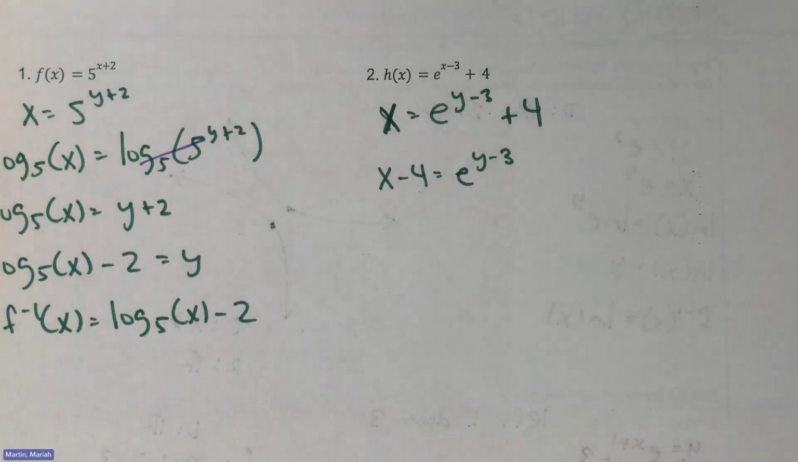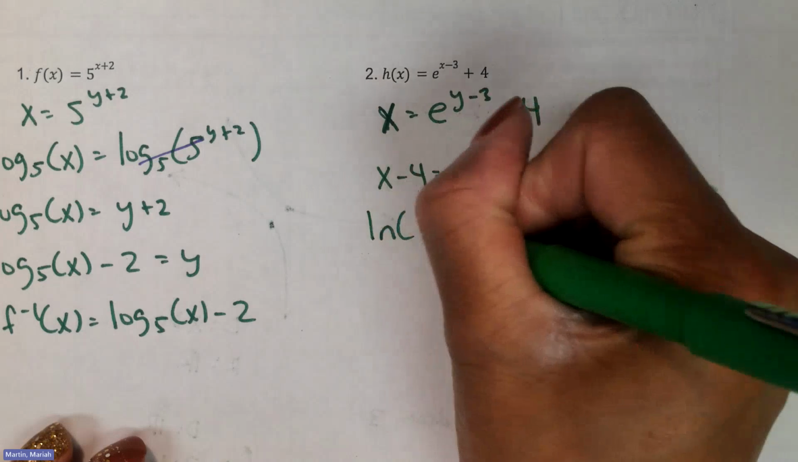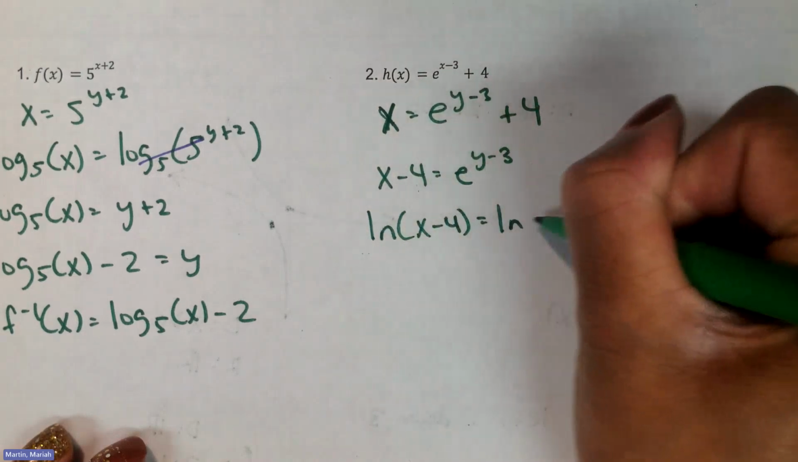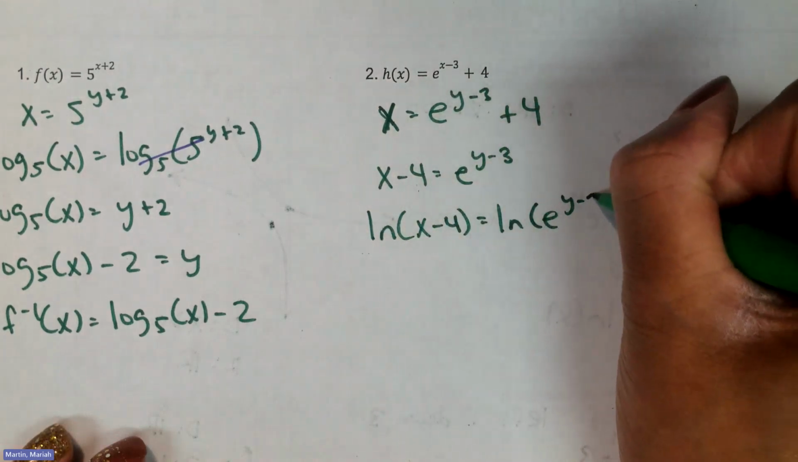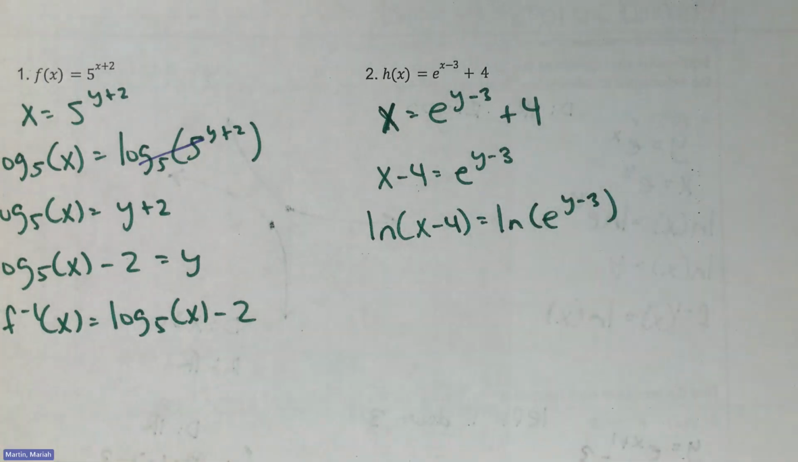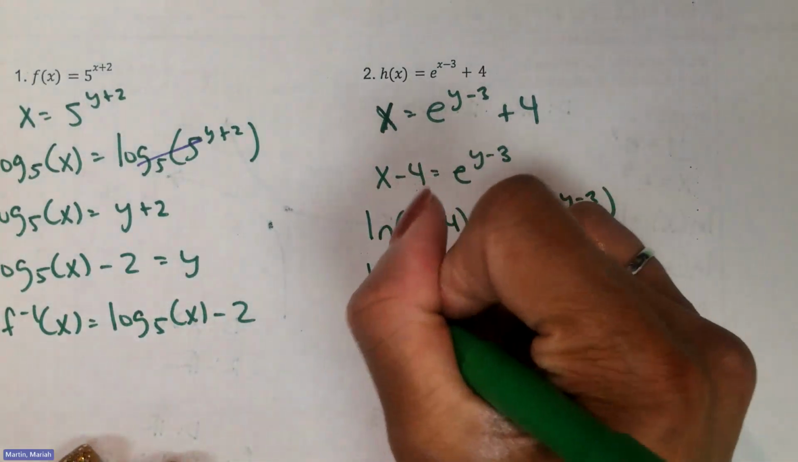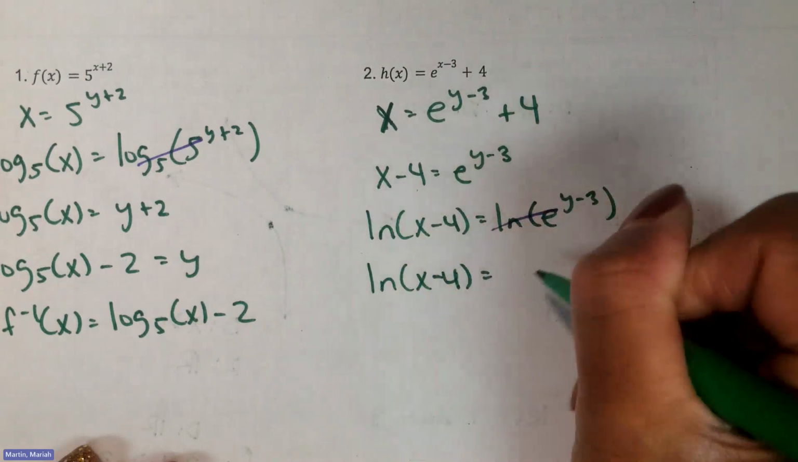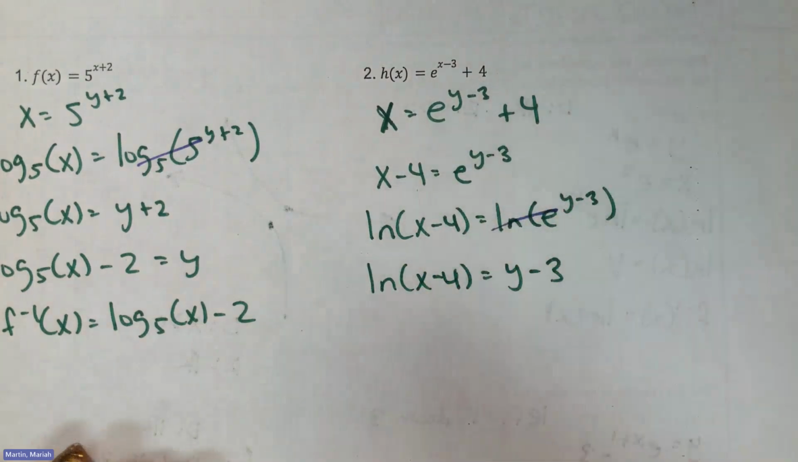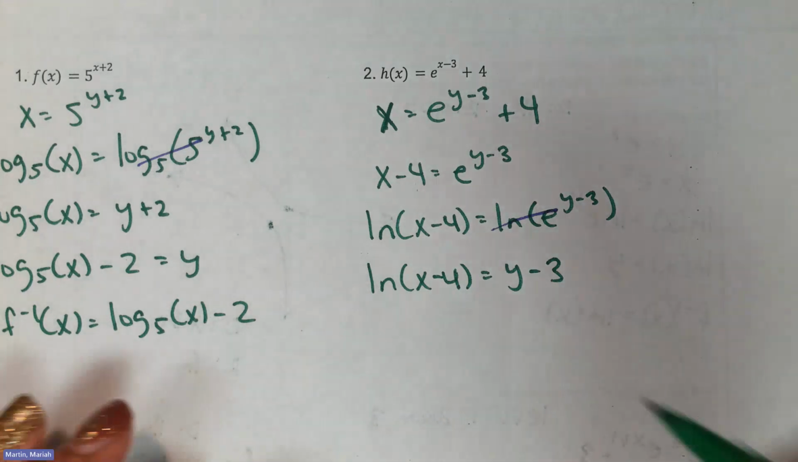Then we're going to take the inverse of both sides. Unlike number 1, where we had log because we had a base of 5, this one has base e, so we're going to use natural log. Natural log of x minus 4 equals natural log of e to the y minus 3. ln and e are going to cancel out. So now I have the natural log of x minus 4 equals y minus 3. And we have one more step to get y by itself, and that is to add 3 to the other side.